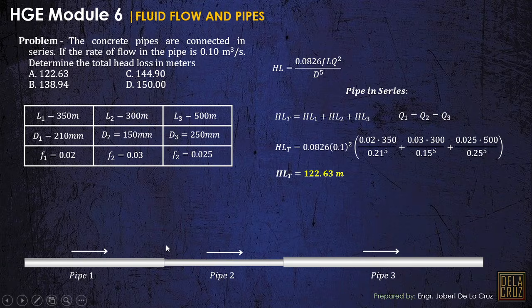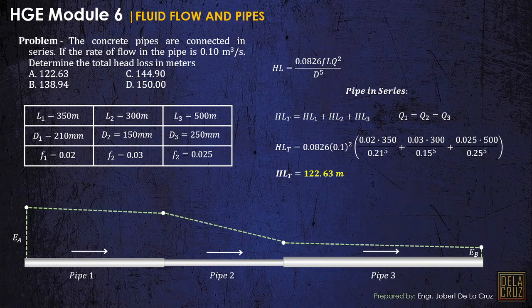All right. So why is this so? Let's try to draw the energy grade line. Suppose this is the energy at A. This is composed of potential energy and kinetic energy. Here we are in terms of head, so we'll be assuming that the pipe is in a horizontal position. This is our energy at B. Now, if we do the energy grade line, it will become like this.